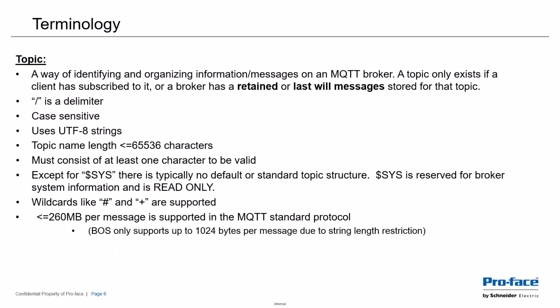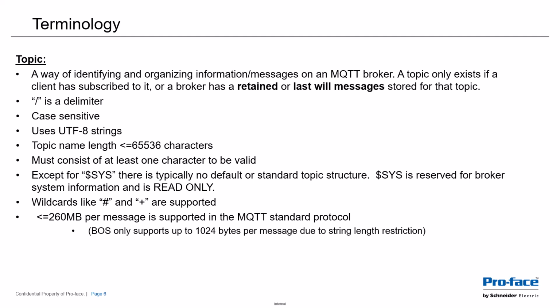Okay, so let's talk about some terminology. The terminology on this slide is talking about topics and what topics are in MQTT. Basically, it's a way of identifying information and messages on the broker. So a topic only exists if a client has subscribed to it or if the broker has retained a message stored for that topic. The forward slash is the delimiter for the topic, so that way we can divide our topics up into sections, so to speak.